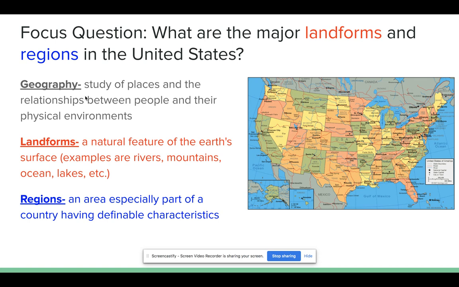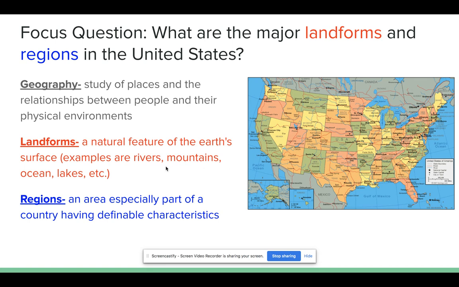All right, so first off, you're not writing this, but geography is the study of places and the relationships between people and their physical environments. So you live in the Bronx, New York. Your relationship with living in a type of city will be much different than someone living in, let's say, Texas, where there's a much different type of climate, a much different type of land that they're living on. So we need to understand that our country has a lot of different regions and landforms.